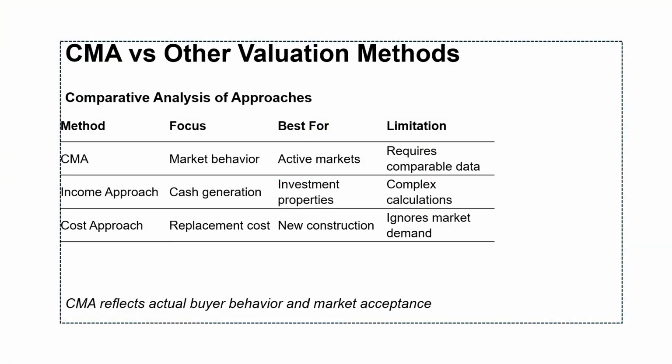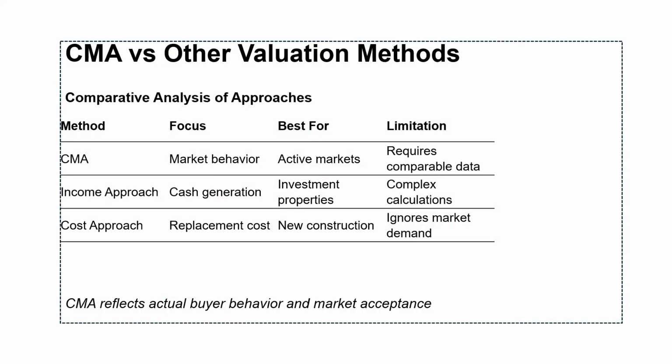Then, comparing CMA with other valuation methods. In the last class also, we have seen that there are other valuation methods apart from comparables. These methods are the income approach and the cost approach. So we will see through this table what the differences are. In CMA, we see that the focus is market behavior, how the transactions are taking place in the market. That is governing this method.